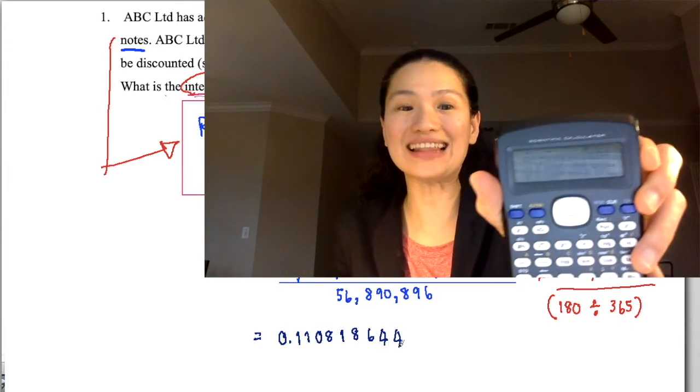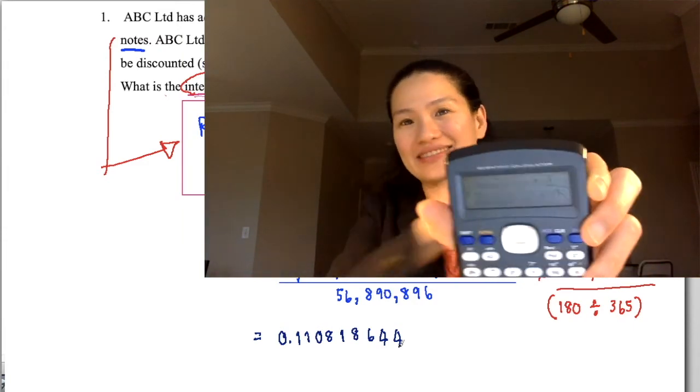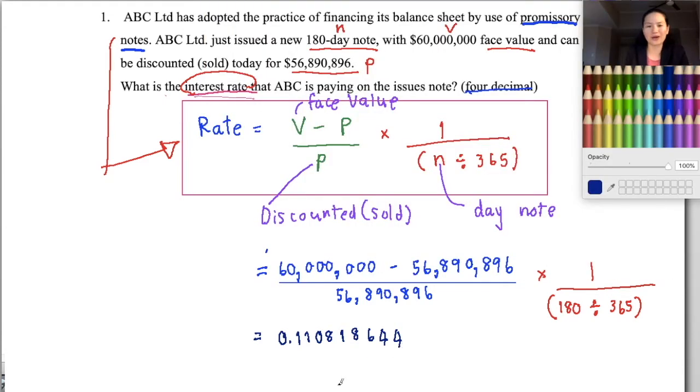Okay, let's see whether I get the same one or not. Oh yeah, exactly. I get the same number. So this one is correct. And then I would like to change it to percentage. You know that from decimal to percentage.